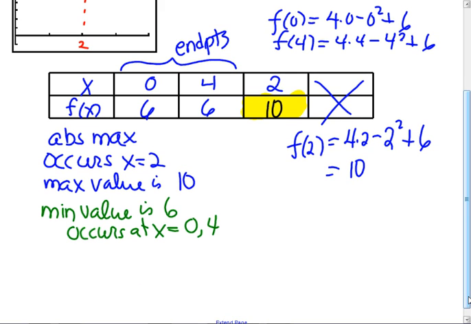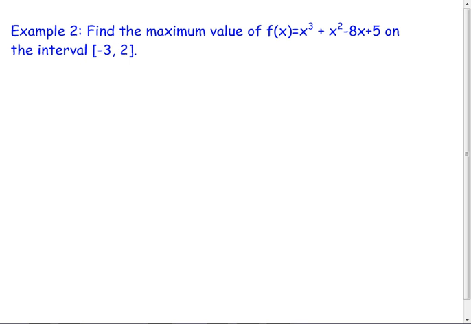We're going to do another one. Are you ready? Oh, yeah, you don't have it, so you can't even try it. Find that one. f of x equals x cubed plus x squared minus 8x plus 5 on that interval. Is this continuous? Yeah, it's a polynomial. Polynomials are wonderful.